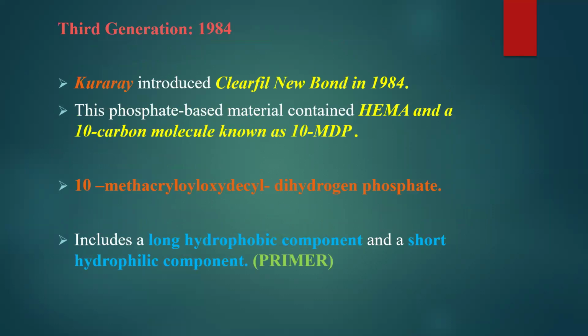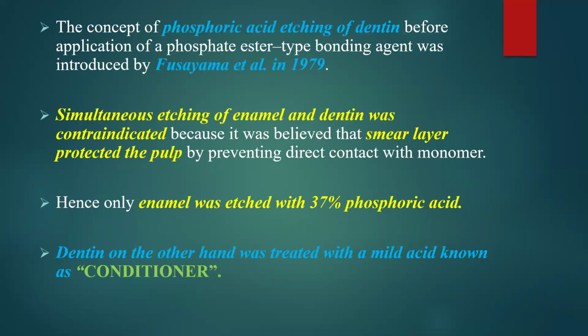Then coming to the third generation, Kuraray introduced Clearfield New Bond in 1984. This phosphate-based material contained HEMA and a 10-carbon molecule which was known as 10-MDP, otherwise 10-methacryloxydecyl dihydrogen phosphate. It included a long hydrophobic component and a short hydrophilic component which is known as the primer. The concept of the primer bonding system was introduced by the application of a phosphate ester type bonding agent which was introduced by Fusayama et al.